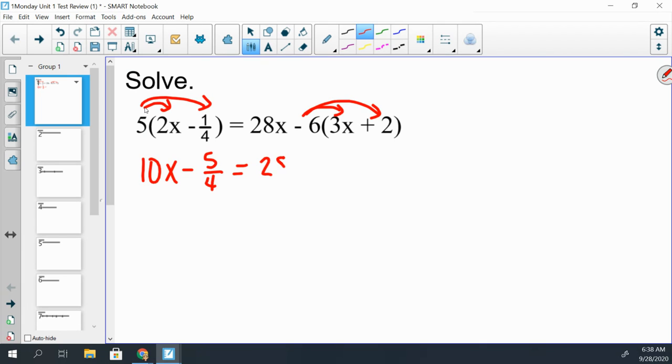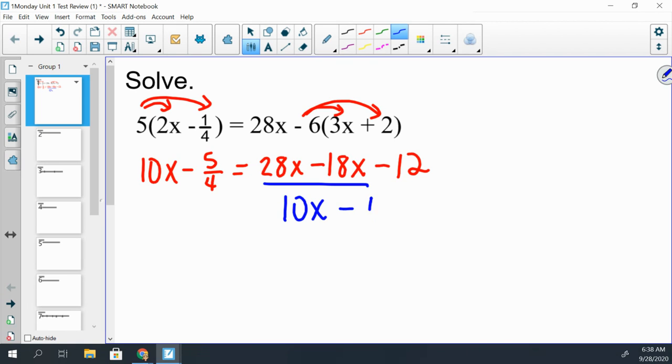That equals, on this side, I still have 28x, but then I need to distribute in the -6. So -6 times 3x is -18x. -6 times 2 is -12. And then I'm ready to put some things together on this side. So 28x minus 18x is 10x, minus the 12 on that side. And on this side, I still have 10x and minus 5/4.